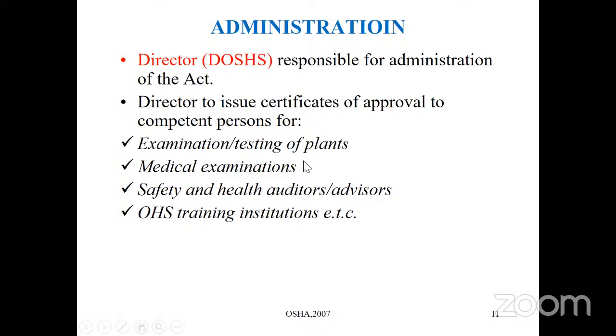It is the director who usually approves. There are some people who have been approved to do medical examination of the workers. They are called designated health practitioners. And then safety and health auditors or advisors. These are people that have been approved to do audits in workplaces. Safety and health training institutions are also approved to do training privately.